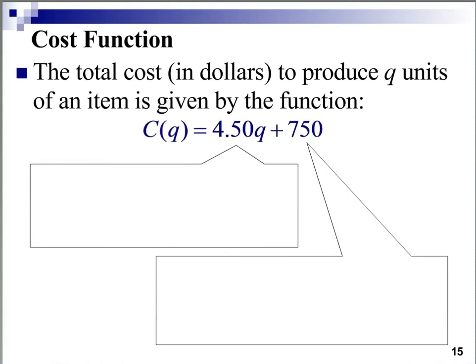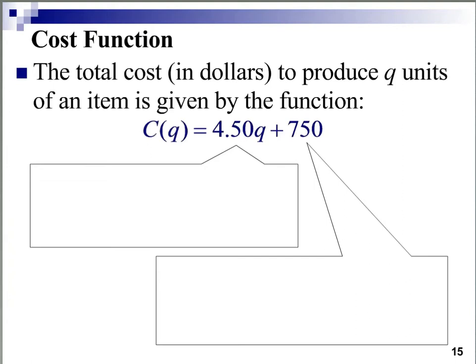So let's take a look at an example of a linear function in context. We're going to start by looking at a cost function. We'll call this C of Q, which means that the cost C depends on Q, the quantity of items that are produced. So the formula that we have here is that C of Q is equal to 4.5Q plus 750.